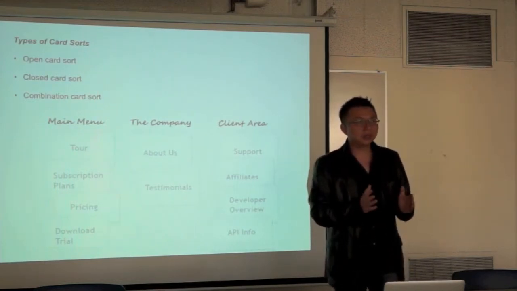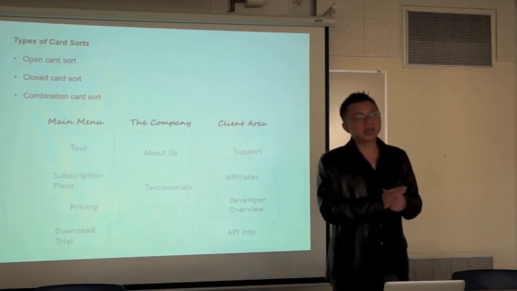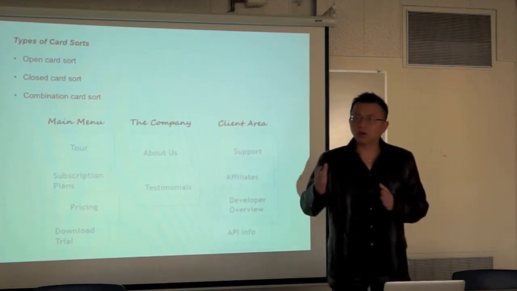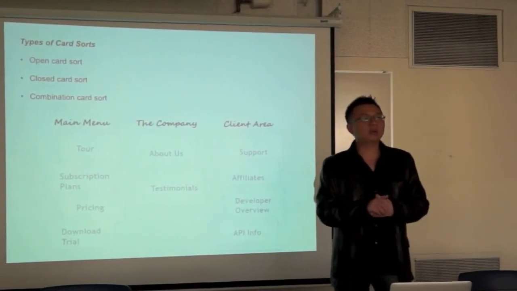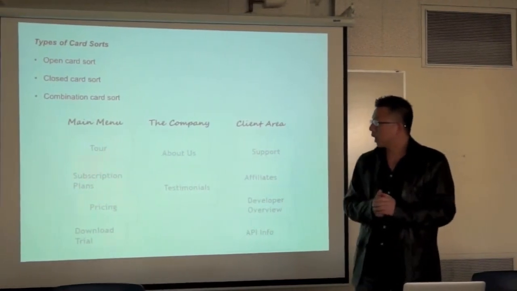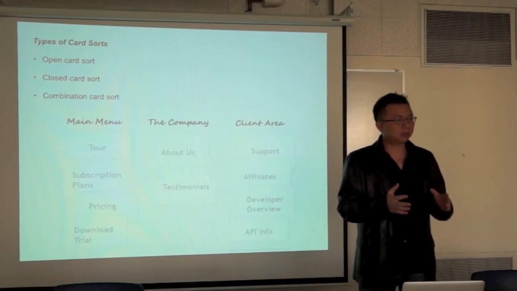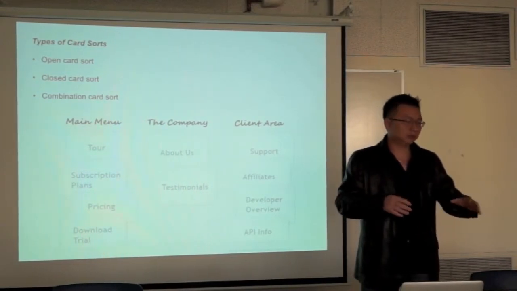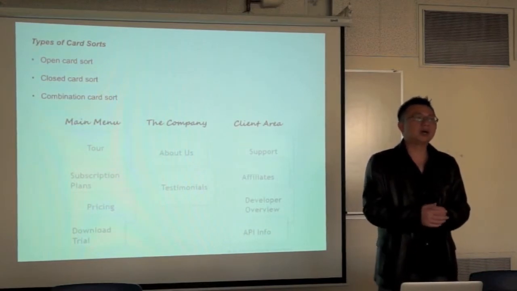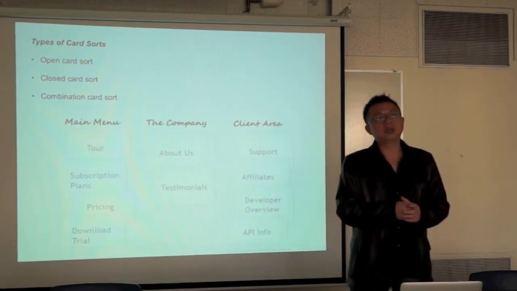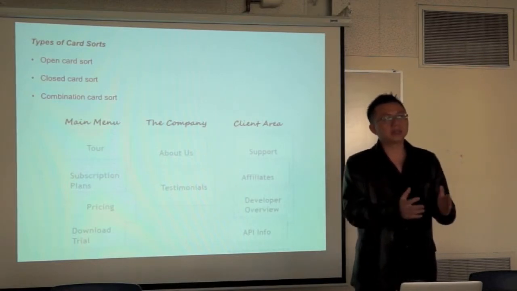So with the first way, you get to know how people group all the information. With the second way, they just help you organize all the information you have. That's why normally we do two ways, a combined card sorting. First, you let them group things together, so you know how people will group your information and how they will categorize your content.